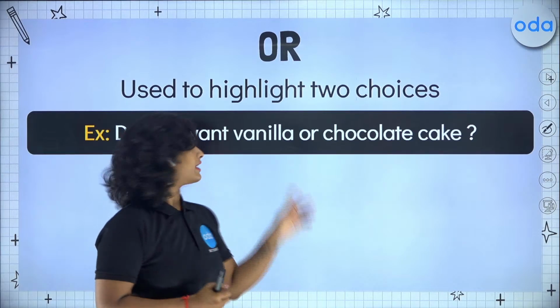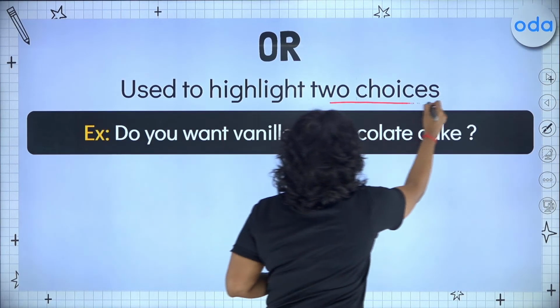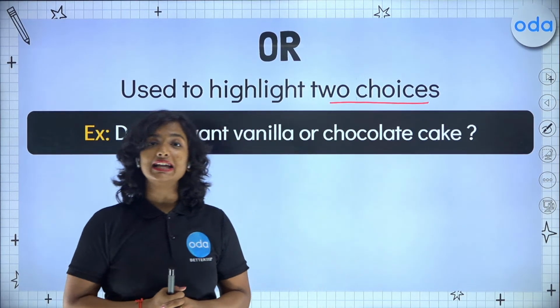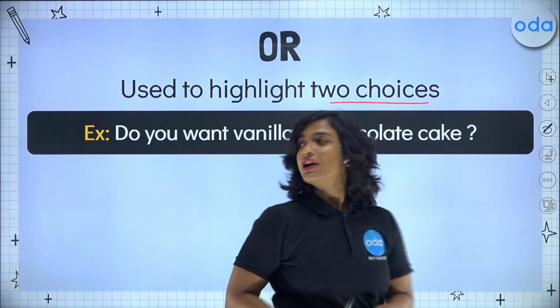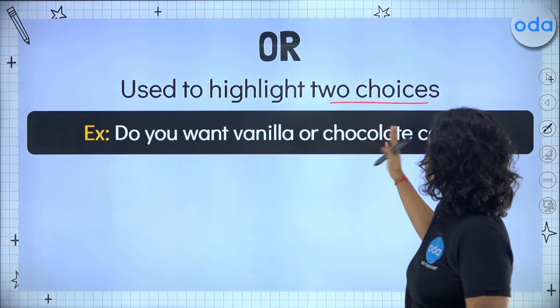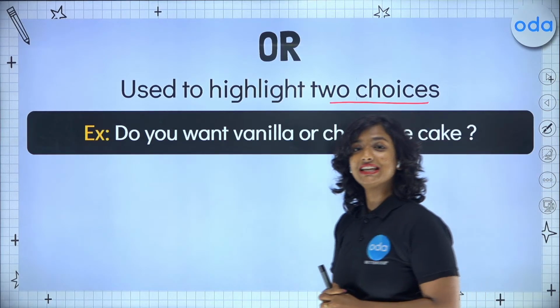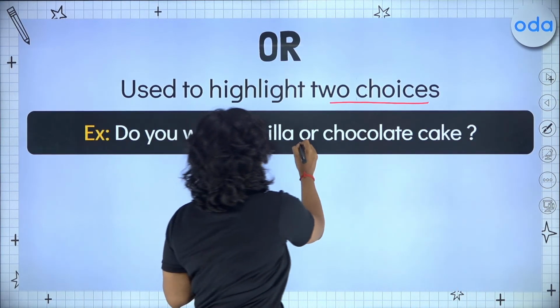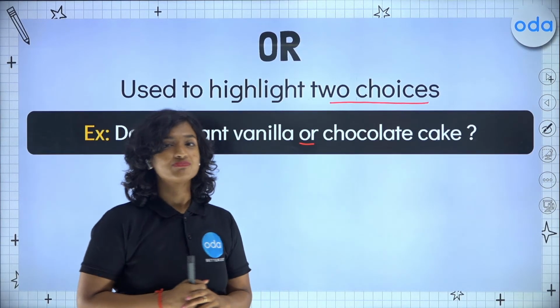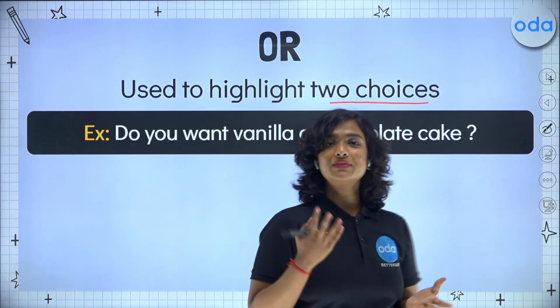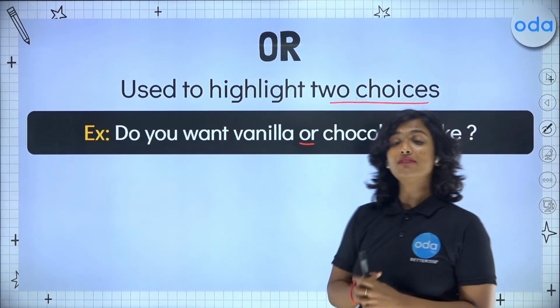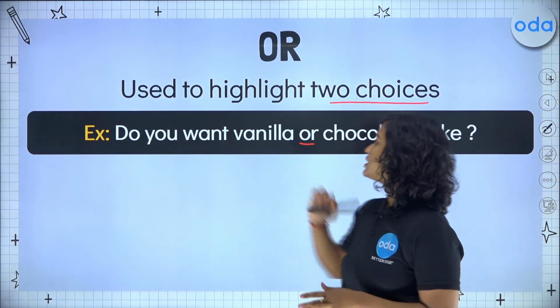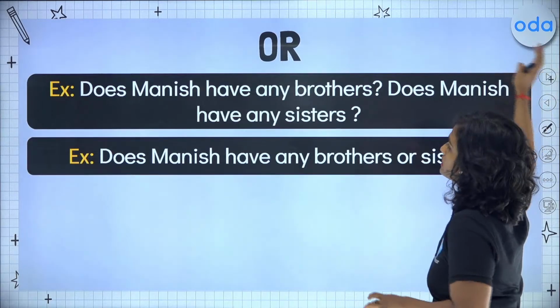We use or to show a choice. It is used to highlight two choices. For example, do you want vanilla or chocolate cake? You can have one of the two. Do you want vanilla or chocolate cake? So you see the choice here, students, which is why we use or. Whenever you want to highlight a choice, you can use our conjunction or.